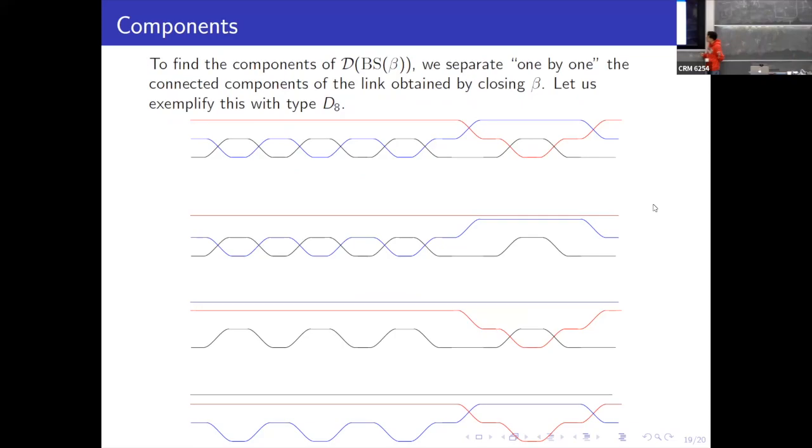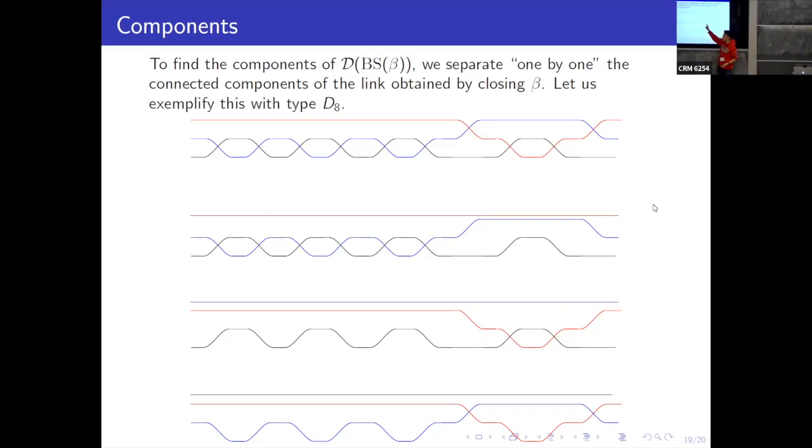In this case, we obtain them by essentially separating the components of the link one by one. Let me give you just the example of type D8, which is this braid. We see that it has three components. And then when we separate this red component, we're going to get this braid. And then we're going to have a component of the deep locus, which is a double Watt Samuelson variety for this other braid. And we see that this is 1, 2, 3, 4, 5, 6 dimensional.